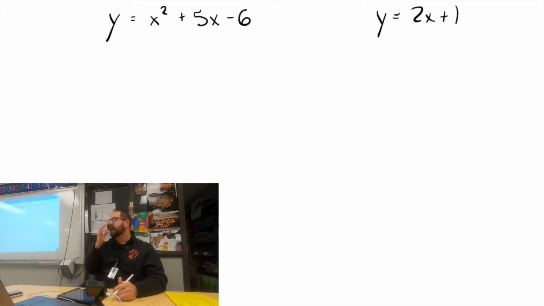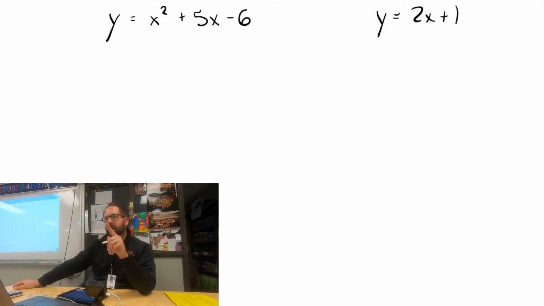Same exact problem. I'm going to rewrite this problem again, the exact same problem. y equals x squared plus 5x minus 6, and y equals 2x plus 1. Okay, this is the problem I just gave you. I want to show you the new way to attempt this problem. The better way to do it. So it gives you exact answers.